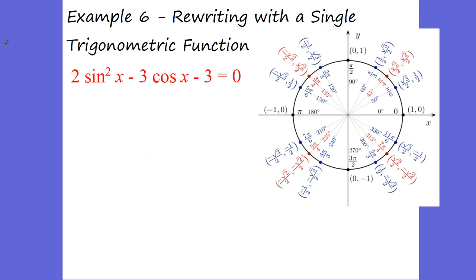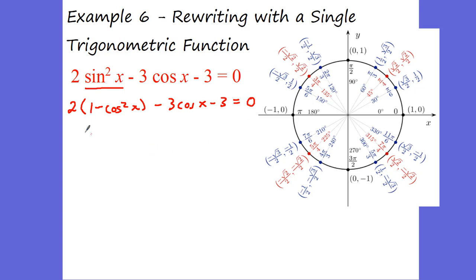Example 6, rewriting with a single trig function. Okay, you can see we have sine squared of x, we have cosine of x. This is a mess, isn't it? Because we have different functions here. So what do we want to do with this sine squared of x? We want to change it into 1 minus cosine squared of x. We want to use the Pythagorean identity. Okay, minus 3 cosine of x minus 3 equals 0.